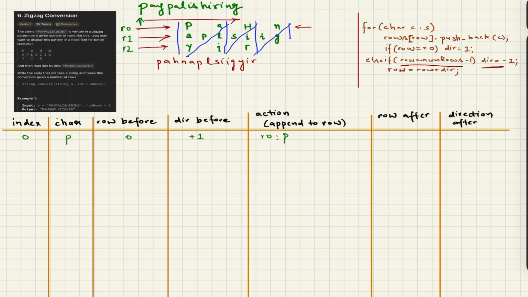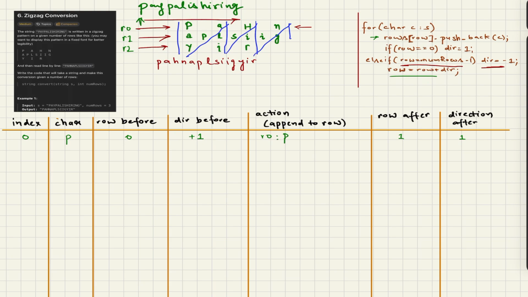Once I have appended, is my row equal to 0? Yes, it is. So my direction will be 1, and my row after performing the operation would be nothing but row plus dir, which is 1 again, because my direction was 1.